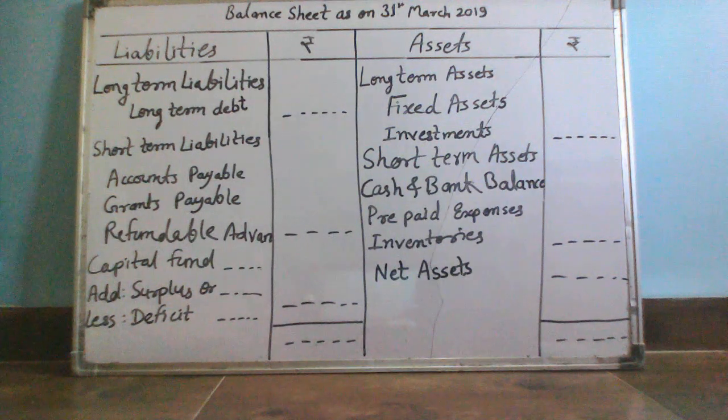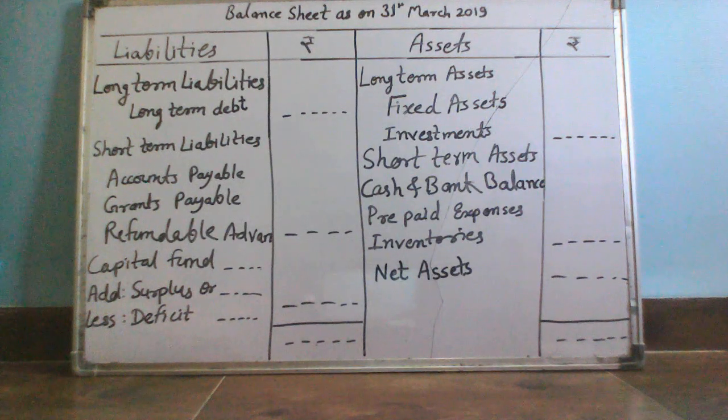As in previous videos, we have prepared receipts and payment account and income and expenditure account for NPO. One of the last documents to be prepared by a non-profit organization is the balance sheet. Now what is meant by balance sheet?